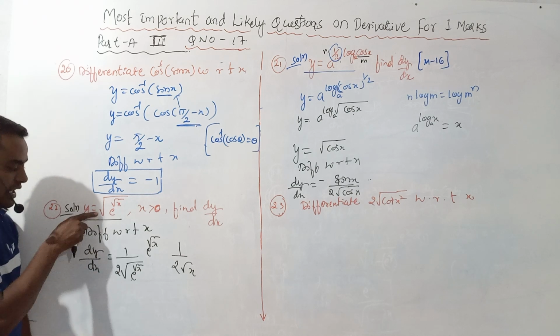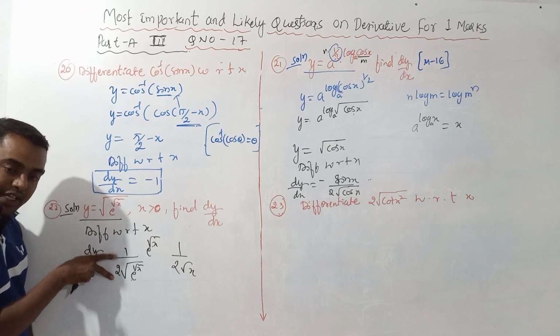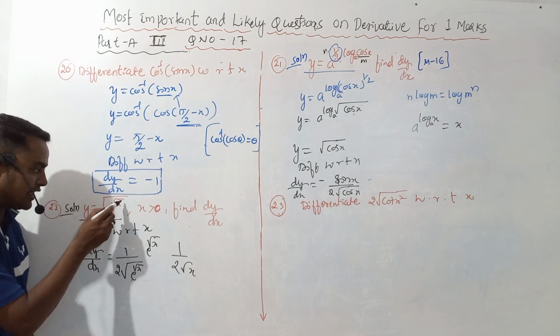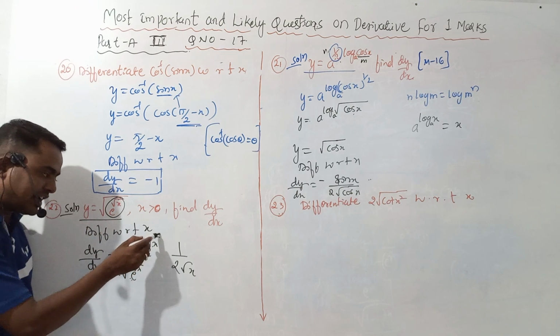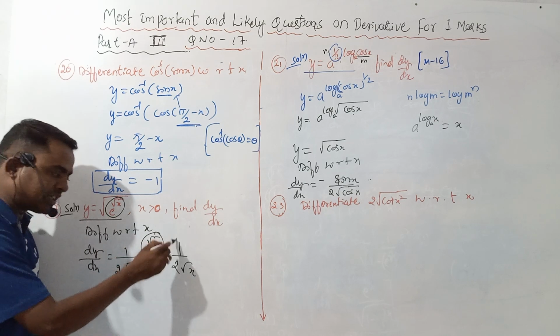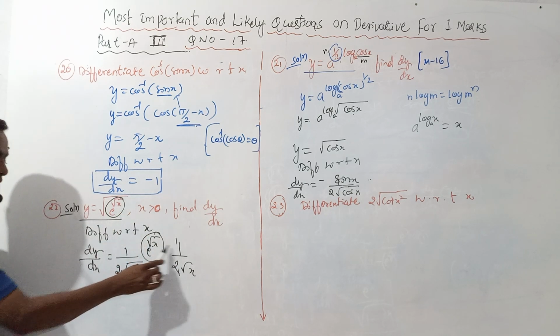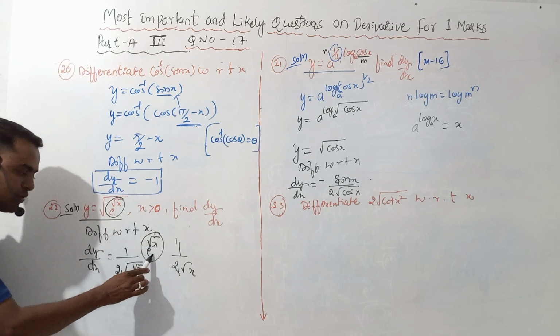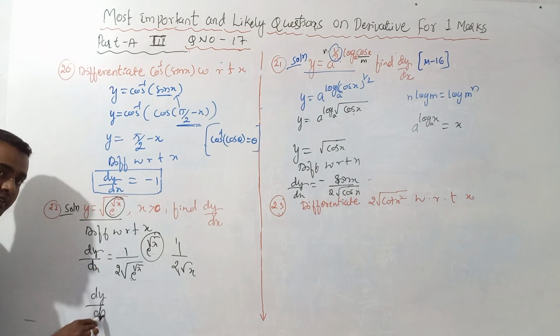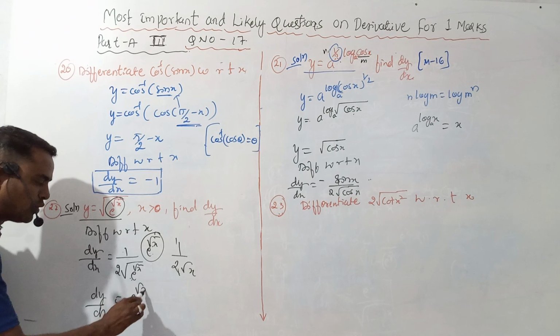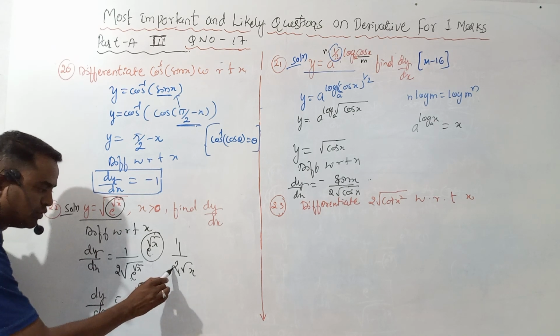Once again see here, derivative of root is 1 by 2 root x. Instead of x, what is here? e raised to root x. Derivative of e raised to root x, e raised to root x. Derivative of root x, 1 by 2 root x. Then 1 into e raised to root x, e raised to root x into e raised to root x. That is e raised to root x divided by 2 into 2.